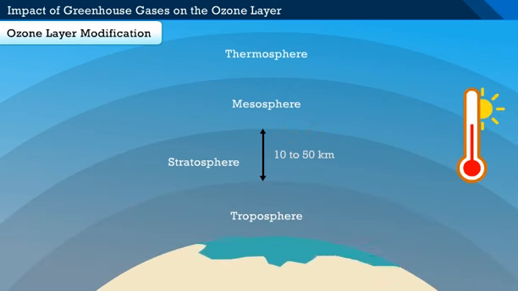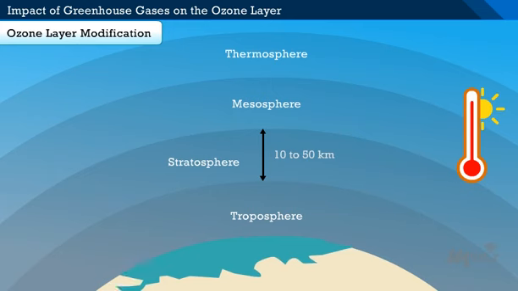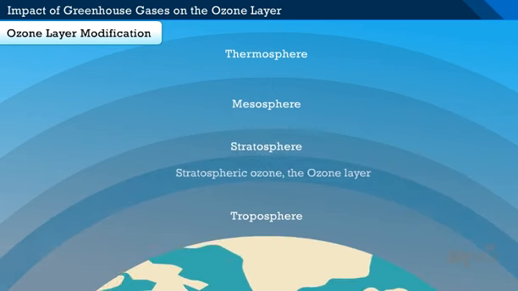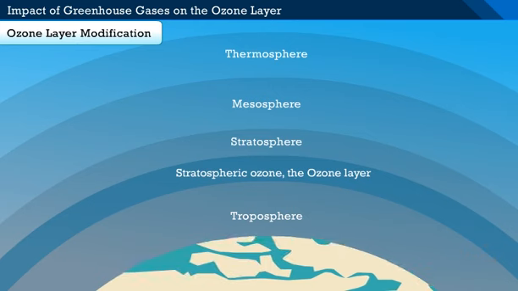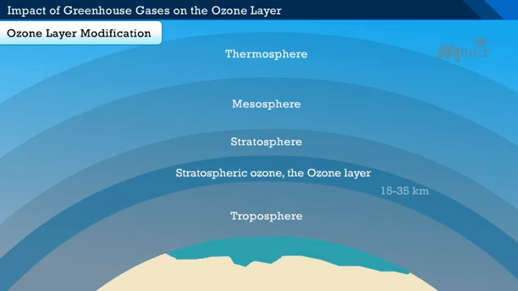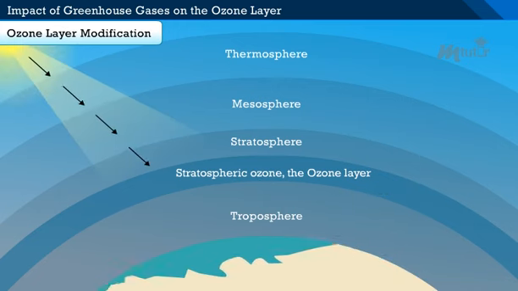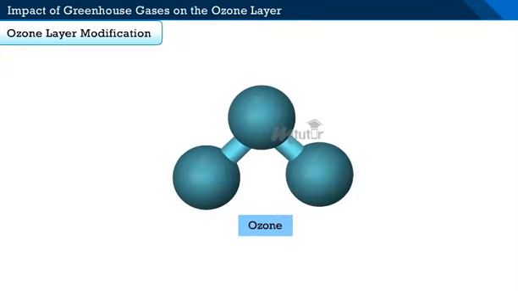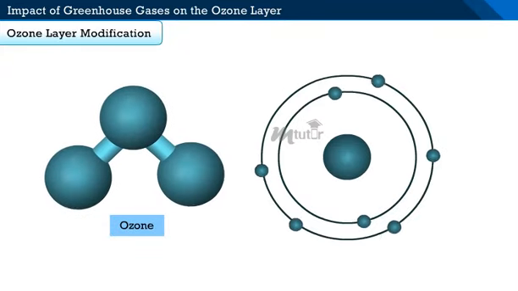The temperature in the stratosphere rises as the altitude increases. This is due to the presence of an ozonosphere layer in the stratosphere that extends from about 15 to 35 kilometers and absorbs solar radiation. The ozonosphere is made up of ozone molecules, which are made up of 3 oxygen atoms.